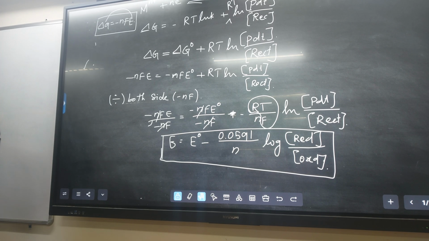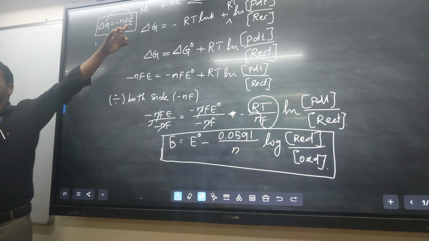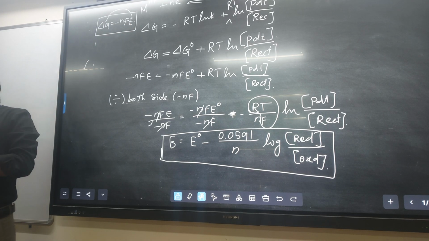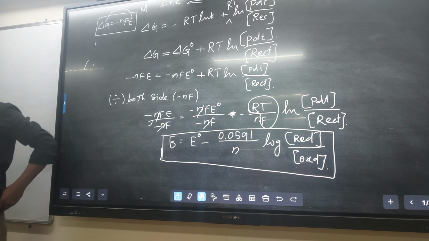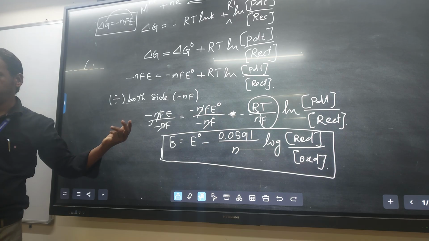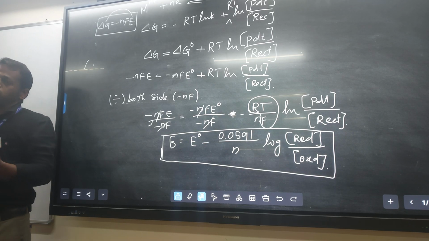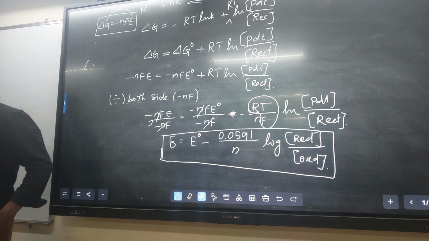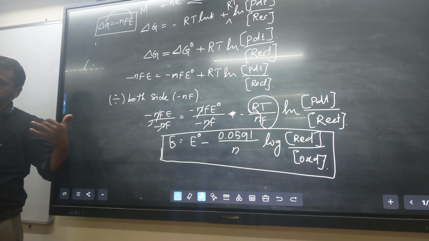And the next one is to find the Gibbs free energy. That's why this is the relationship, Gibbs free energy. Using the reduction potential value, we find the Gibbs free energy of the reaction. If it is negative, that means the reaction is feasible. If positive, the reaction is not feasible. That identification we make based on the Nernst equation.